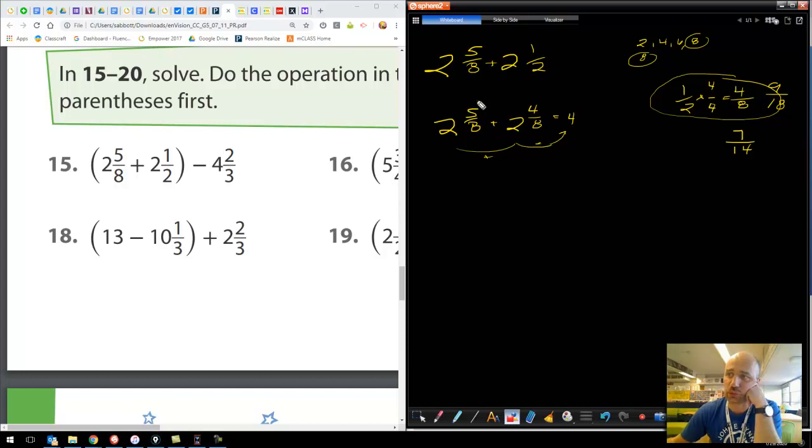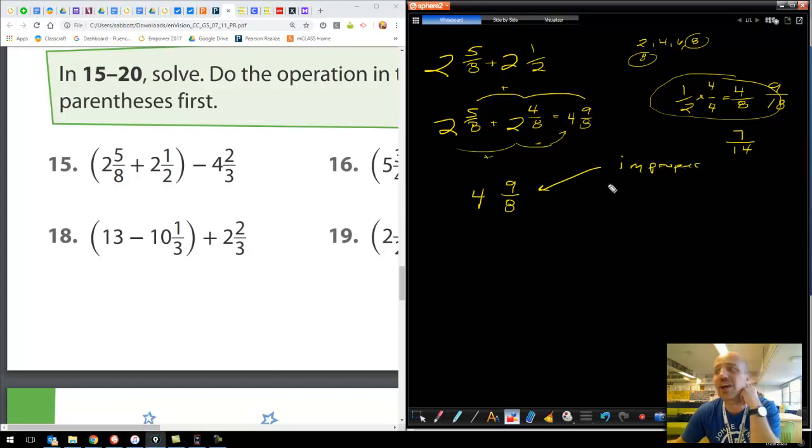And let's add our numerators. 5 plus 4 equals 9. So I have 9/8. So I got a total of 4 9/8. Now, I understand that a fraction like this one here is what we call an improper fraction, right? And it's improper because the top number, the numerator, is bigger than our denominator, and so that doesn't work.